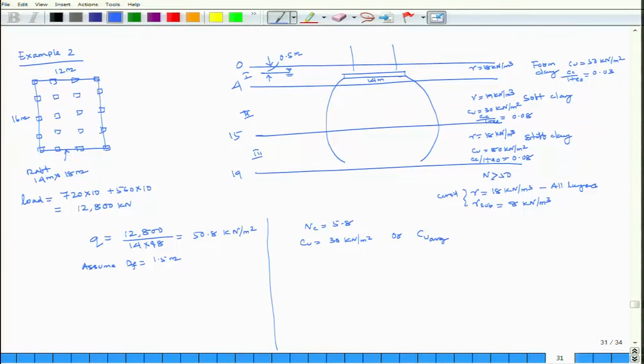I am considering Cu is equal to 30 kilonewton per meter square. So, Q net is Cu Nc, which is equal to 30 into 5.8, which is equal to 174 kilonewton per meter square. So, factor of safety is equal to 174 divided by 50, which is greater than 3.0. Now it is okay. Bearing capacity has been satisfied.